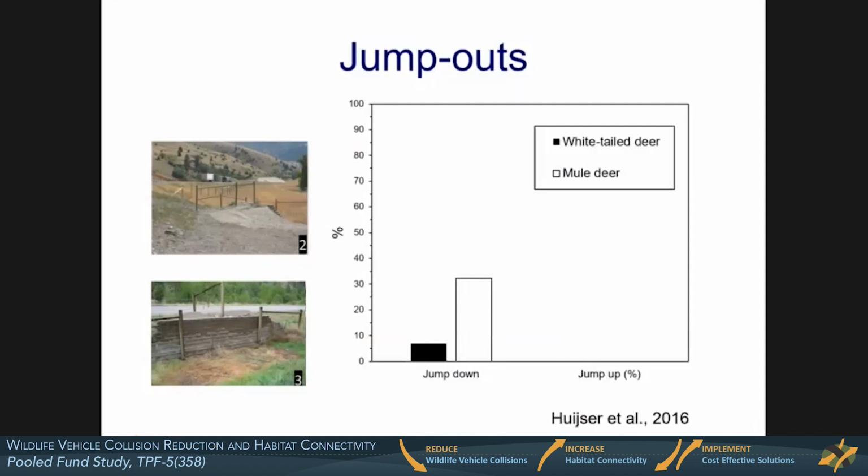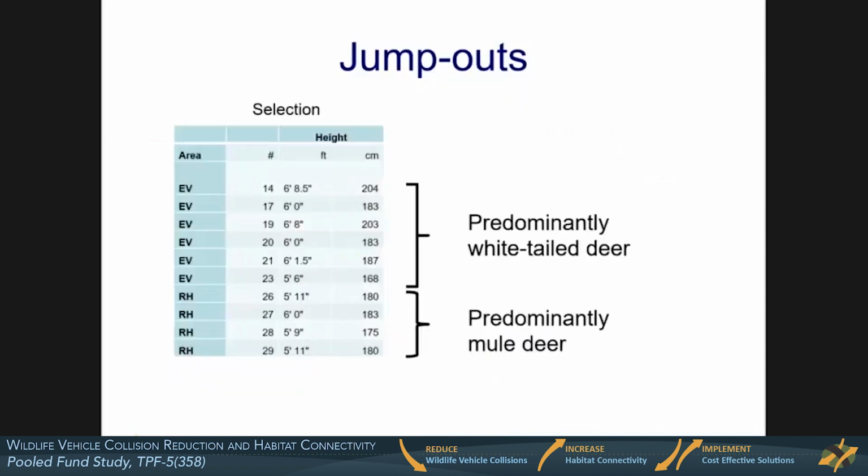Now, what do we propose? We propose to select the same 10 jump outs, 6 of them in an area where we know there's predominantly white-tailed deer, and 4 in an area with predominantly mule deer. By making modifications to the jump outs in these areas, we hopefully will be able to gather information on the suitability of the jump outs for white-tailed deer as well as mule deer, rather than only one of the 2 species.